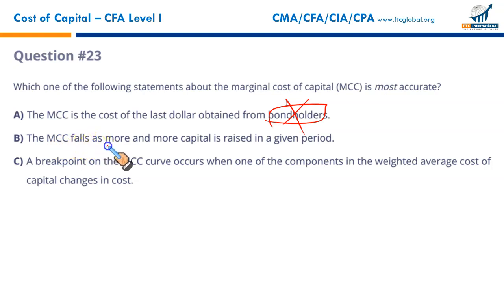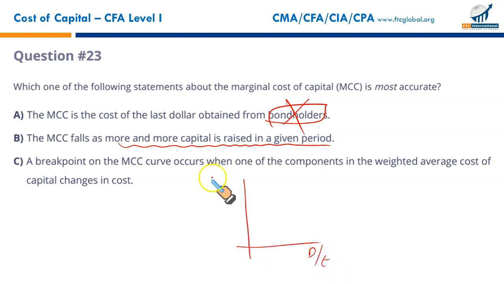MCC falls as more and more capital is raised in a given period. No. If you take debt to equity on the x-axis, your cost of capital on the vertical axis, when the debt to equity is 0, when there is no debt, pure equity firm, even then the curve moves in this direction, indicating that every additional dollar you raise from the market, the cost would be higher. If you add debt to it, the debt, of course, is cheaper. It attracts tax savings. Interest is a tax deductible expense. So when you add some part of debt to it, cost falls.